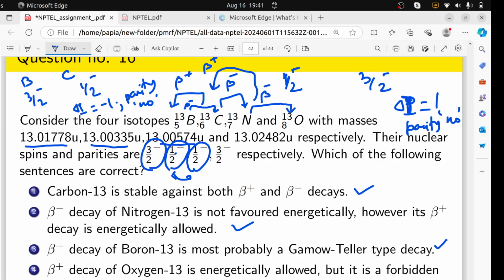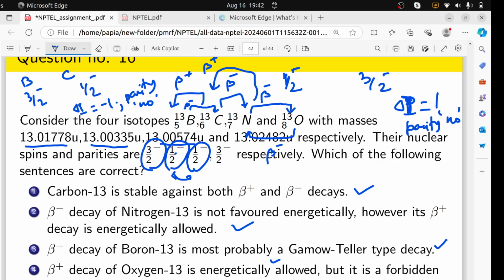Now beta plus decay of oxygen 13. Oxygen 13 beta plus, that means it will come to nitrogen. Beta plus decay of oxygen 13 is energetically allowed. Energetically allowed it is or not? 13.02482 was the oxygen mass. Now nitrogen mass is 13.00574. Mass of oxygen is greater than mass of nitrogen, so that means it is energetically allowed, but it is a forbidden decay considering the angular momentum conservation.